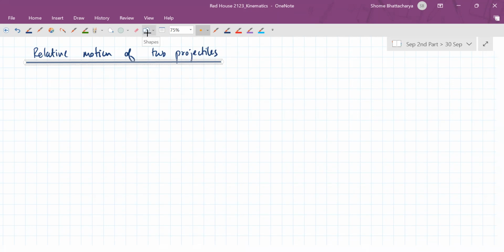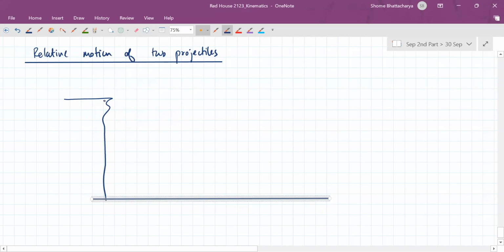We will look at the situation of the relative motion of two projectiles, or two objects moving under the action of gravity. So let's say what we have got is, from here, a certain object, let's say A, is dropped at time t equal to 0. It falls vertically.